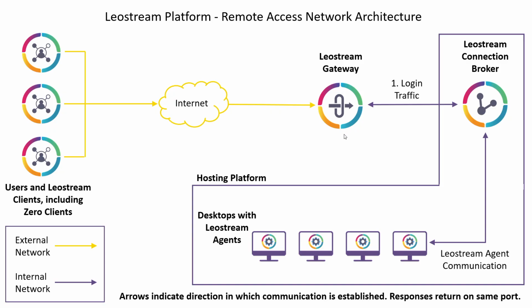The third component is actually optional depending on your network architecture. That's the Leostream gateway. The gateway also runs on Linux, and it is the key for remote access. So if you want to remove any sort of need for a VPN, you can use the Leostream gateway to forward login traffic to the connection broker, and also ultimately to forward the desktop connection traffic from the user's client device to whichever machine you have permitted them to connect to.